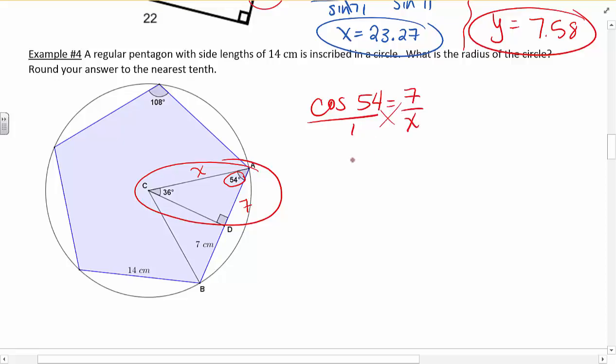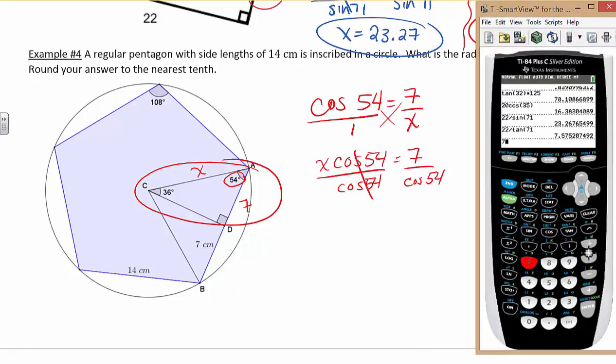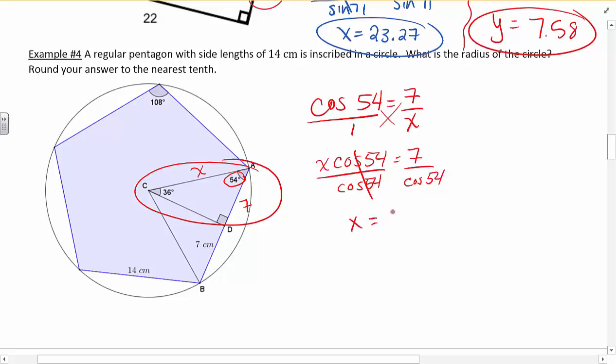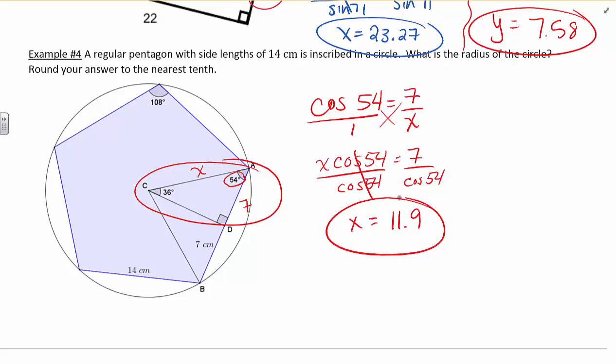If you're looking for a side, cross multiply. x cos 54 equals 7. Divide by cos 54. And I get 11.909, nearest tenth, that's 11.9. Ta-da! All right, so that is SOHCAHTOA for solving for sides. So hopefully that all made some sense to you.